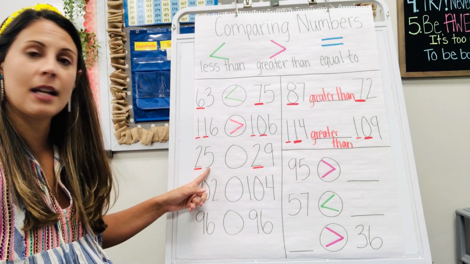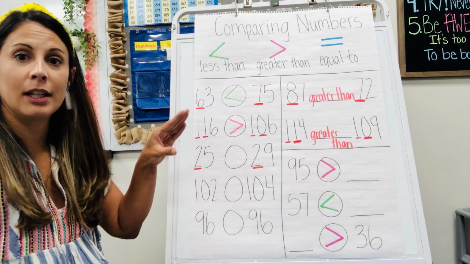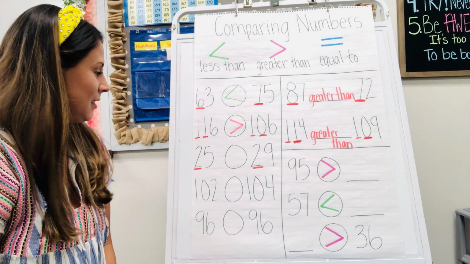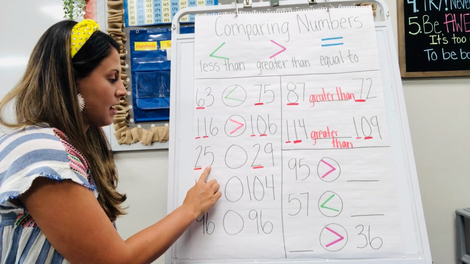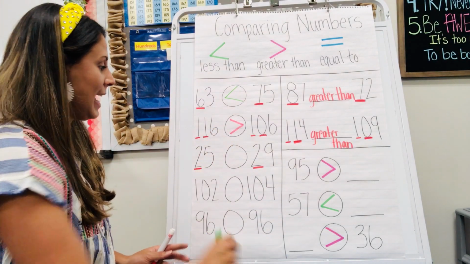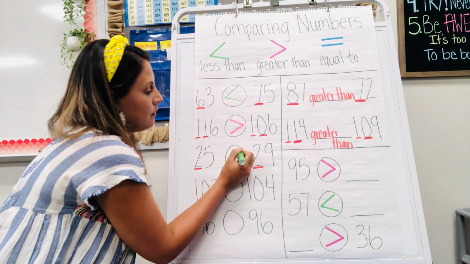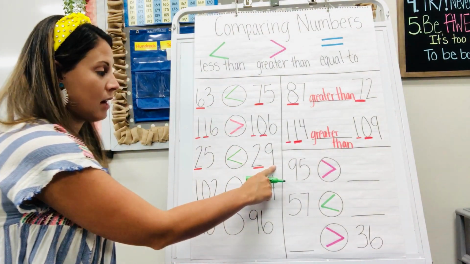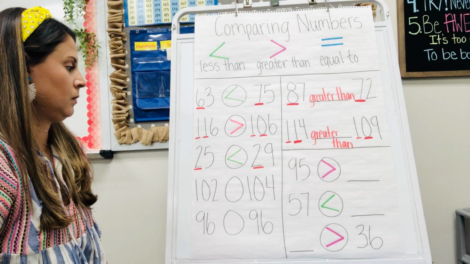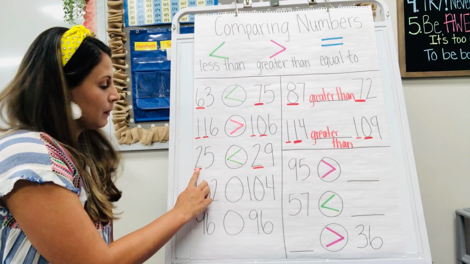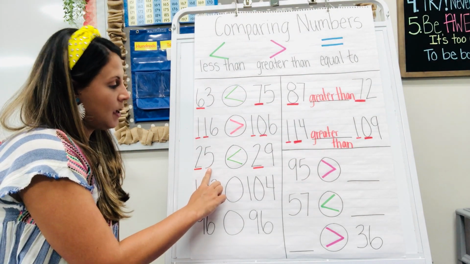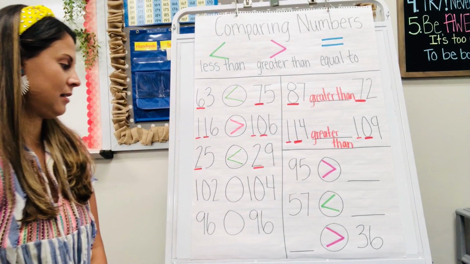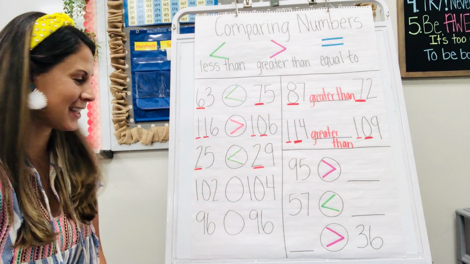So which sign are we going to put in? Is it going to go this way, or is it going to go this way? 25 is less than 29. We know 29 is greater. So let's read it. Read it with me. 25 is less than 29. Good job, guys. A couple more.